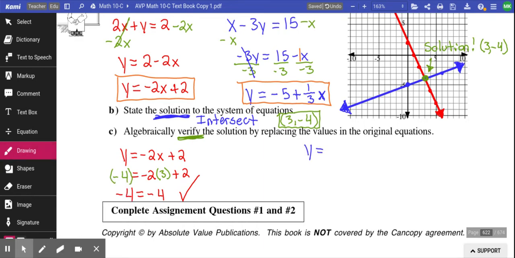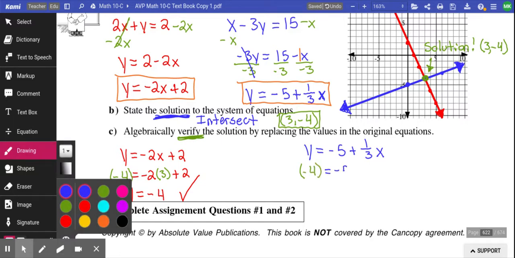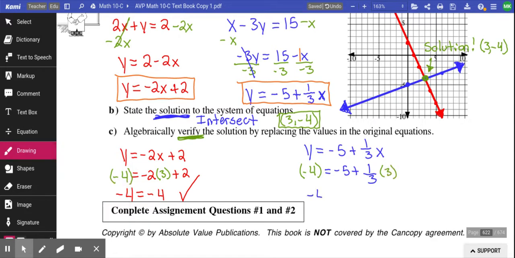So if I take my equation and I want to verify my work, then I'm going to change my y value to be -4. And I'm going to change my x value to be +3. Then I'm going to put it in my calculator. So -4 just equals -4 still. Then we want to do -5 plus 1/3 times 3. You'll notice it becomes -5 plus 1, which is -4. That is a verified solution.